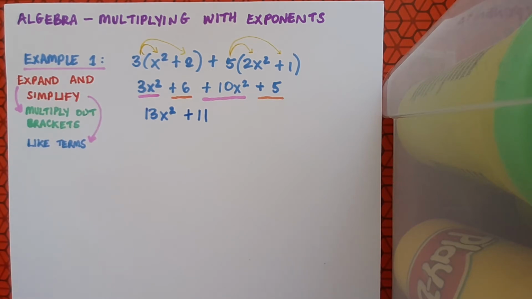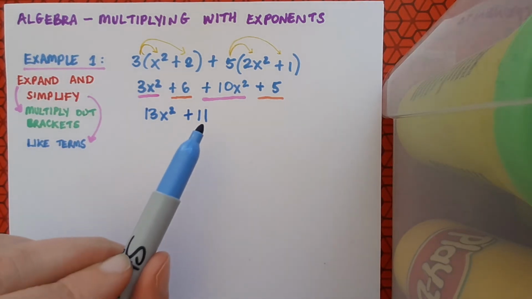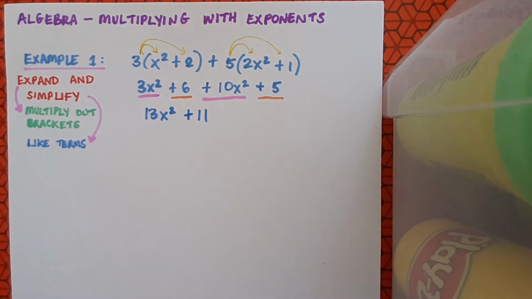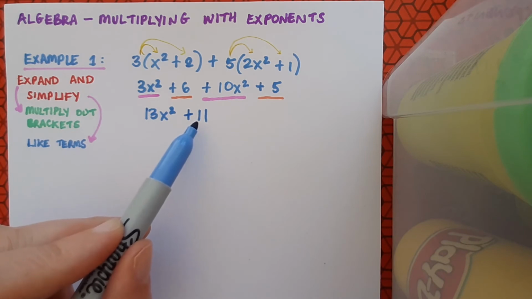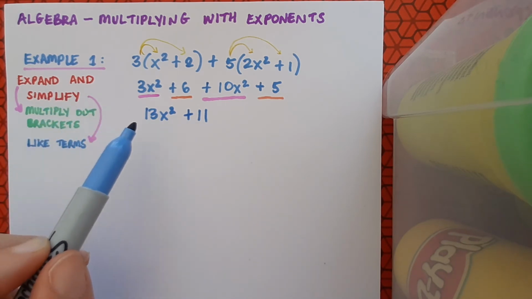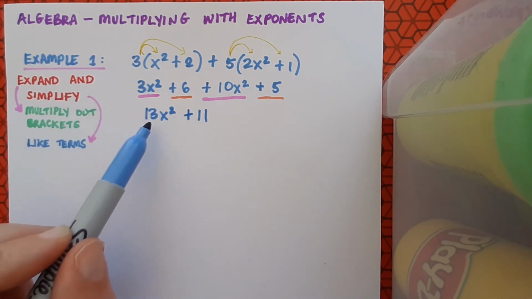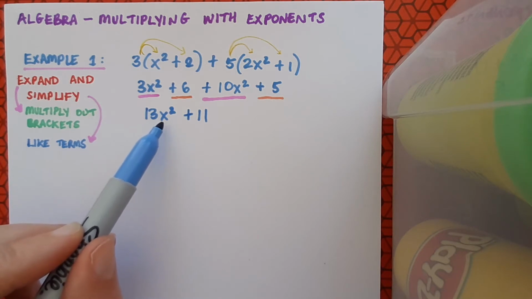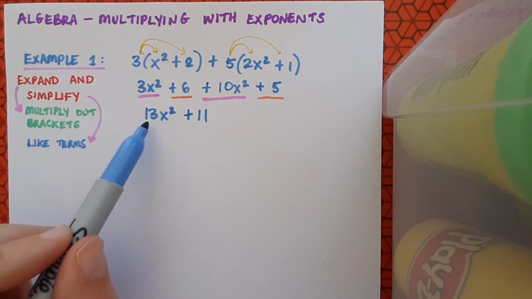But let's just take one moment to recall our vocabulary from previous videos. What name can I give to terms like the plus 11 where it's just a number? This can be called a constant. What can I call this number that's directly in front of a variable? This number is called a coefficient.